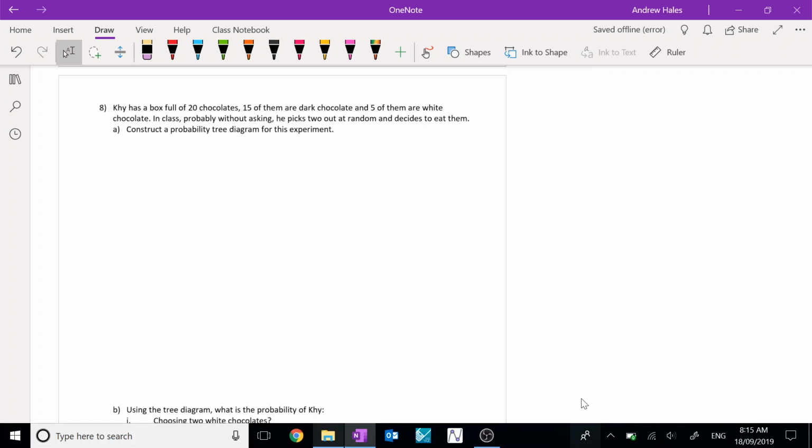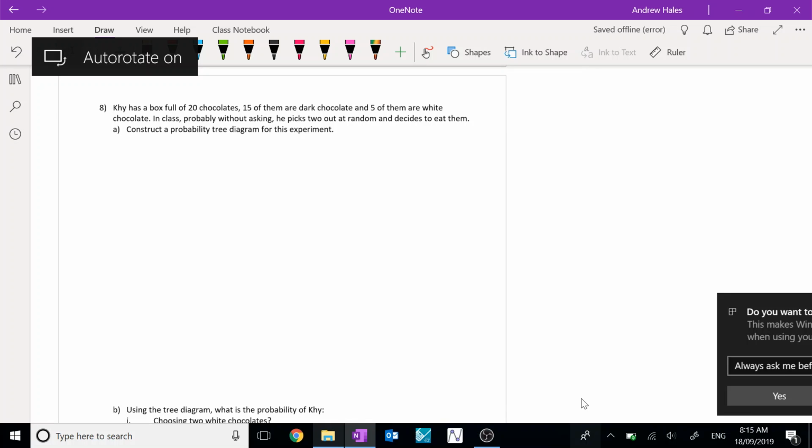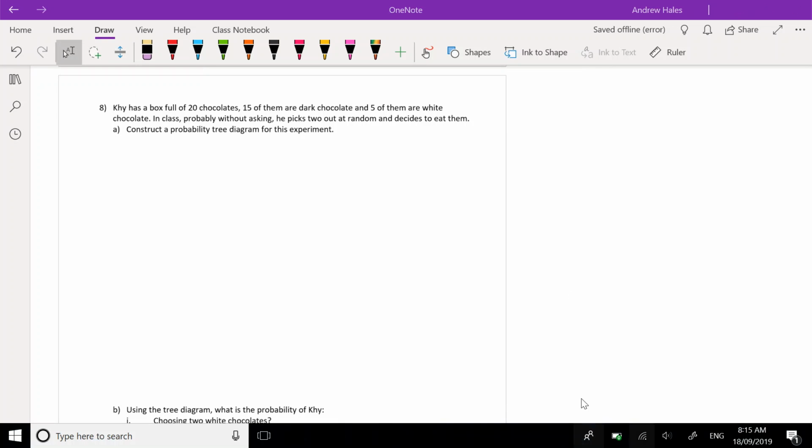Not gonna lie, this is probably my favourite question that I've ever written. Kai has a box of 20 chocolates. 15 of them are dark, and 5 of them are white. In class, and he probably didn't ask, he picks 2 out at random and decides to eat them. Construct a probability tree diagram for this experiment.